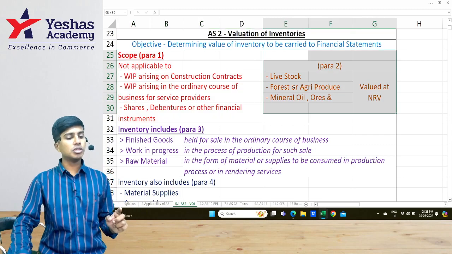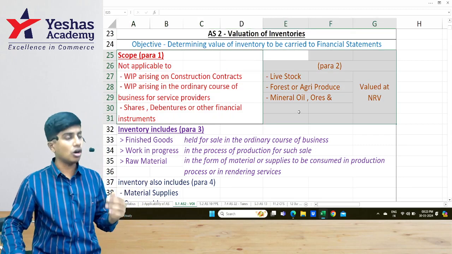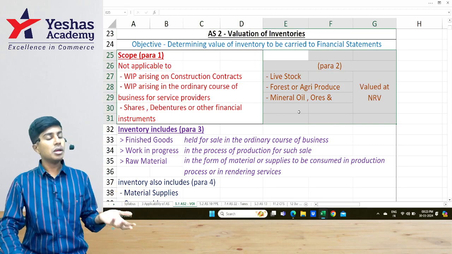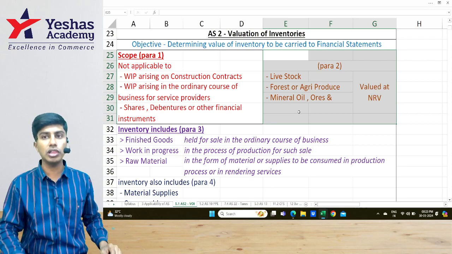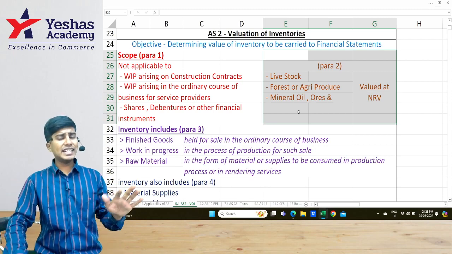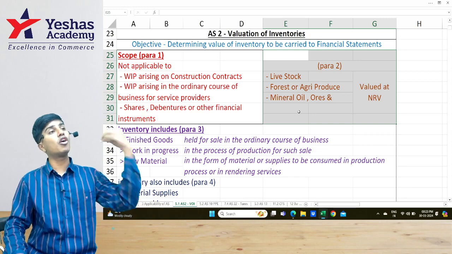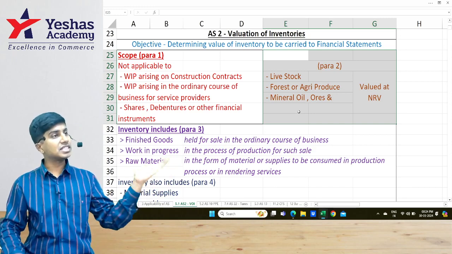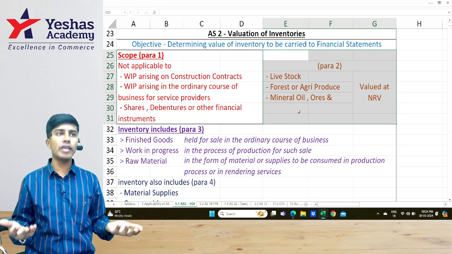Further, standard talks about certain items which are not covered under inventories, like livestock, forest and agricultural produce, mineral oils, ores, etc. These are all producers' inventory. These items are not under the purview of accounting standard. In fact, these are not under purview of any accounting standard. When we discuss 10 also, we'll tell that these are not covered under accounting standard 10. So then how do we value them?